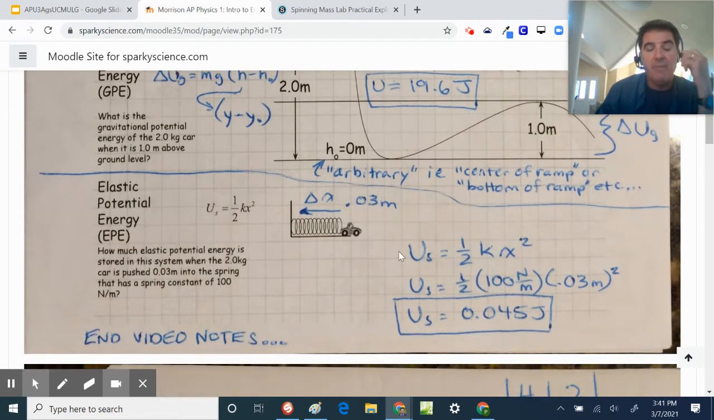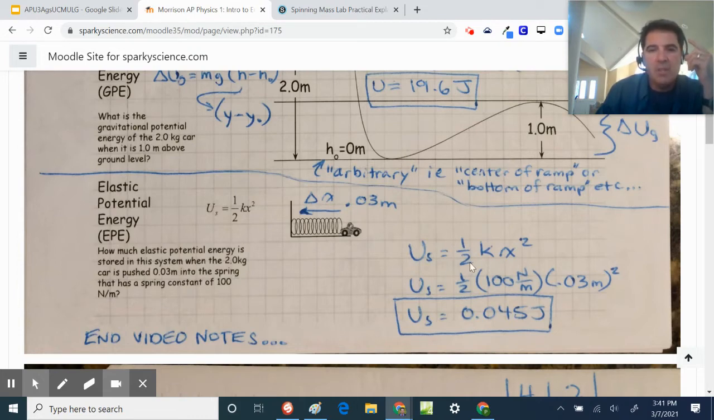Okay. And then finally, and this is not the end of the video notes, I'm going to go farther today. Finally, we have elastic potential energy. So how much elastic potential energy is stored in this system when a 2 kilogram car is pushed 0.03 meters into the spring that has a spring constant of 100 Newtons per meter?